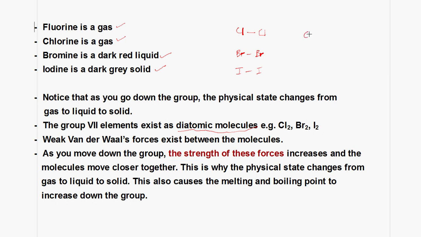So what I am saying is that you have a chlorine molecule, you have a next chlorine molecule, you have a next chlorine molecule in chlorine gas. Now between the molecules, you will have weak forces, and these dashed lines represent the weak forces, which are known as van der Waals forces. And what I'm saying is that as you go down the group, the strength of these forces increases.